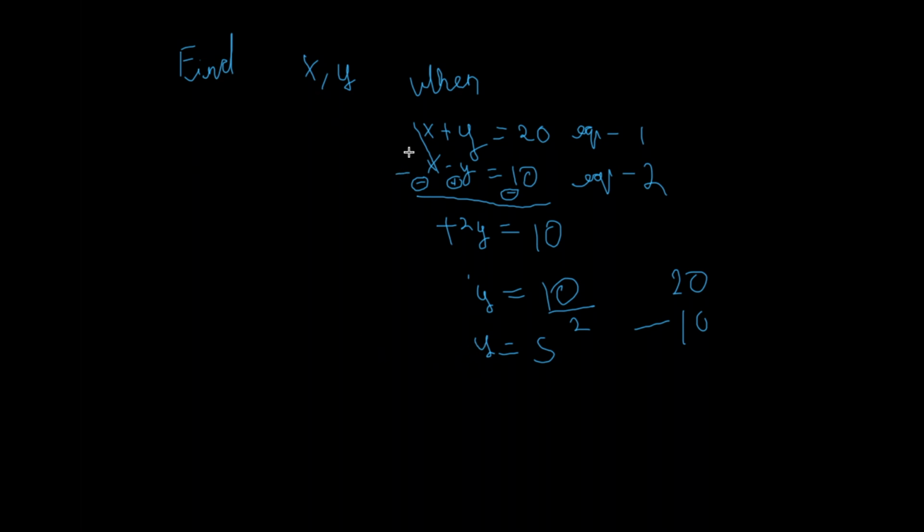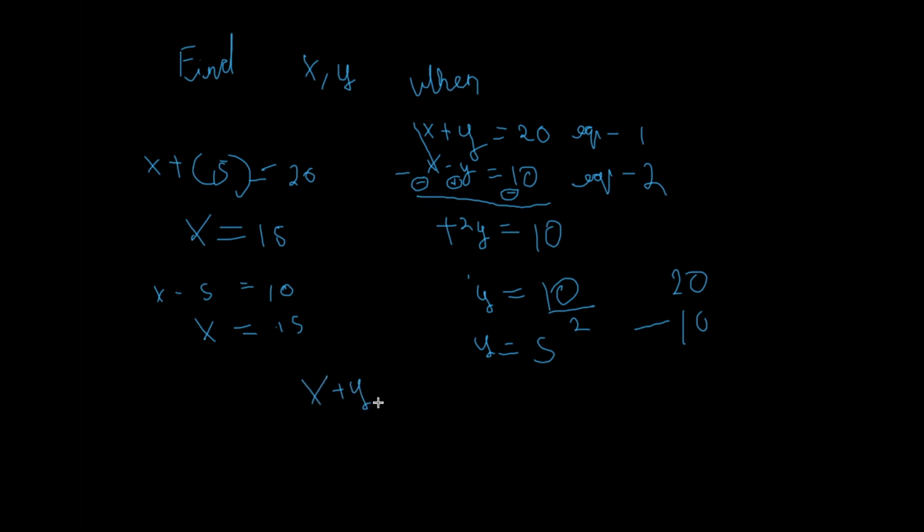So now since we know y is 5, we can substitute y's value in both of these equations. So we get x plus y's value, which is 5, is equal to 20. So x's value will become 15. So we send 5 to the RHS side, the sign gets exchanged, so it becomes 20 minus 5, which is 15. And also we can do x minus 5 is equal to 10. When we take 5 to the RHS side this time, it becomes positive 5, so it becomes 15.